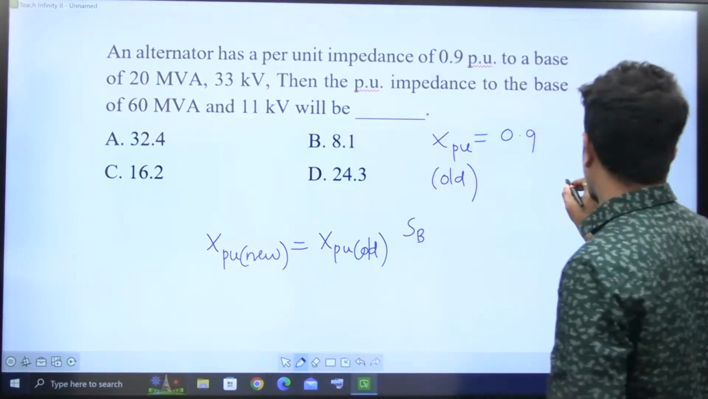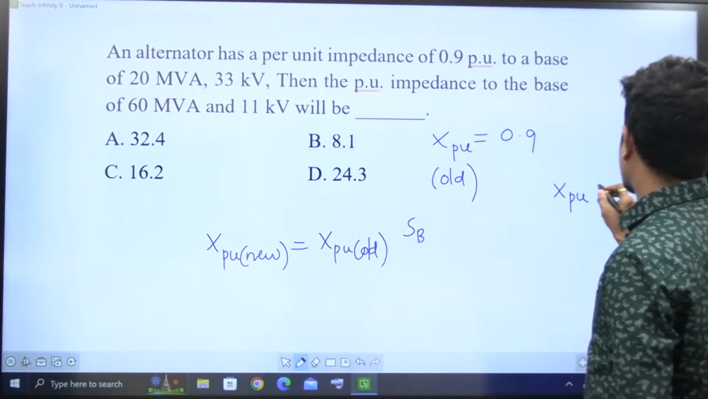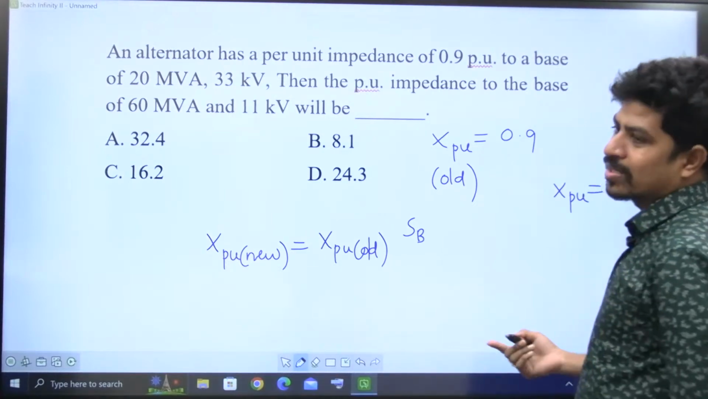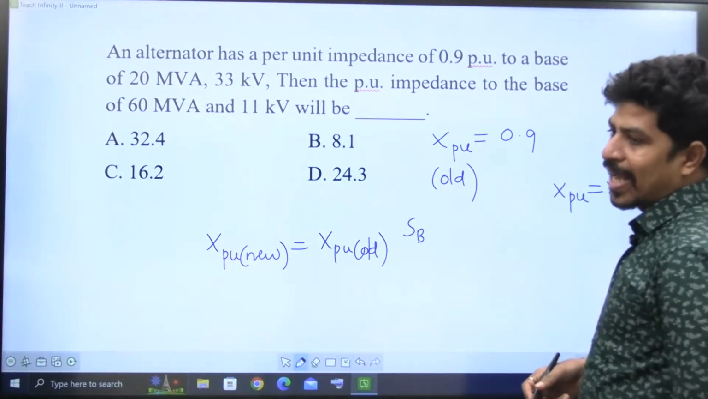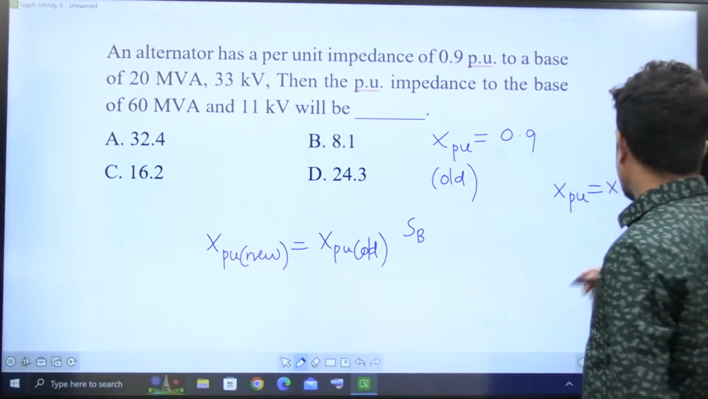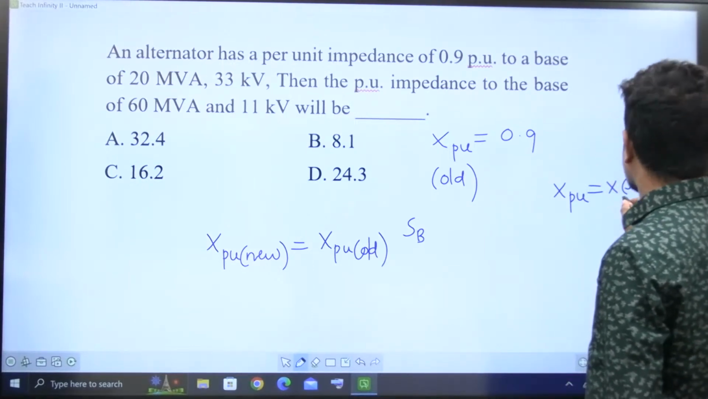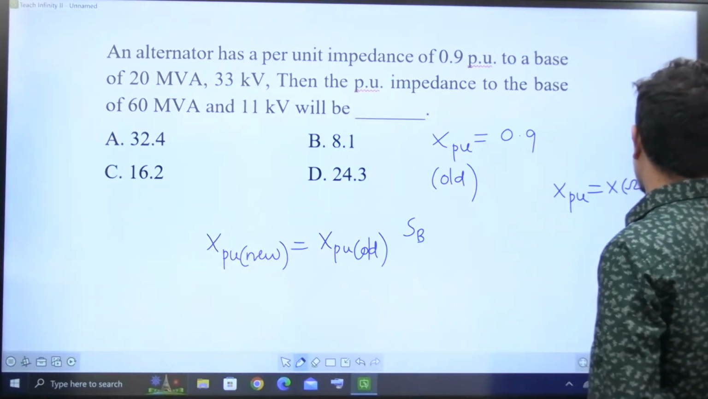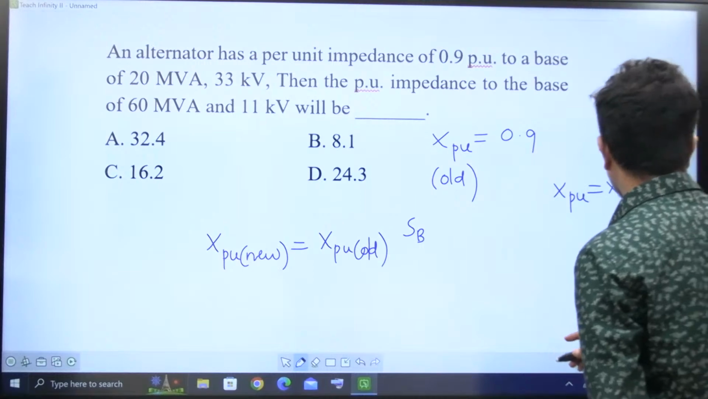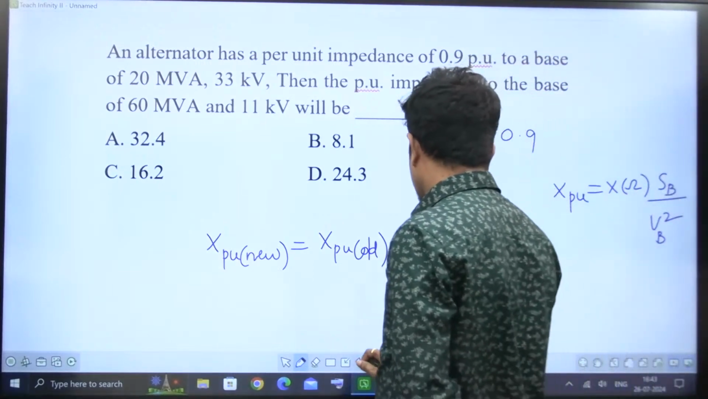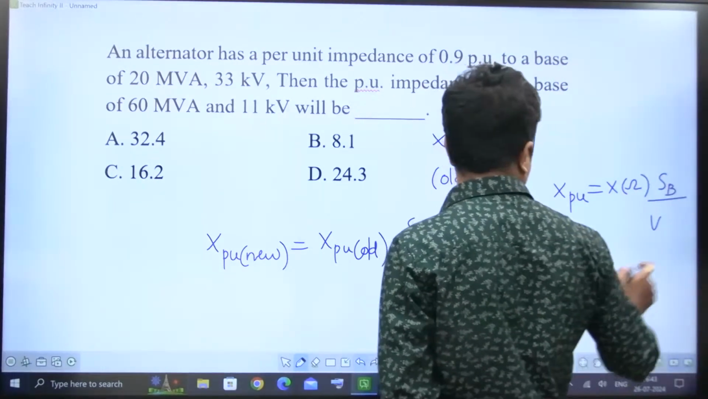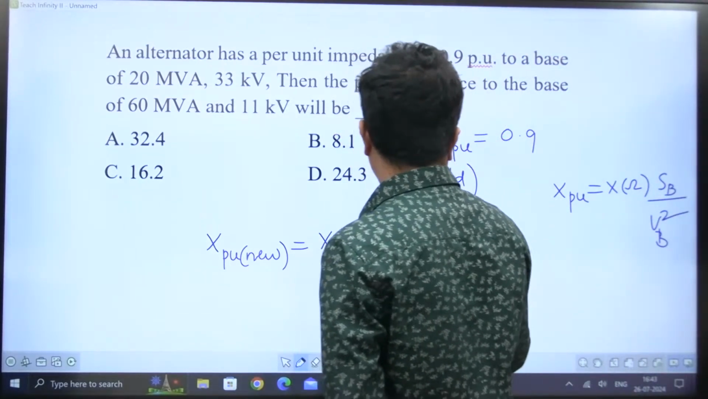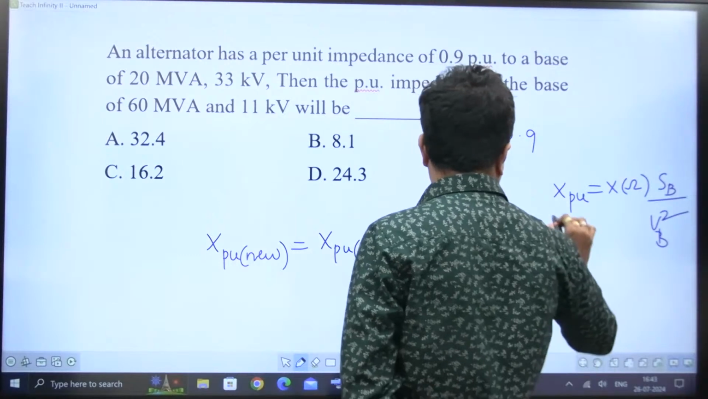See, very simply, X per unit is equal to X in ohms by X base or Z base. Z base is nothing but V square by S. So it will be S base by V base square, right? So this is the formula. V base square here, S base here.